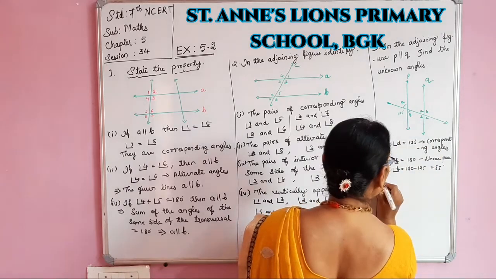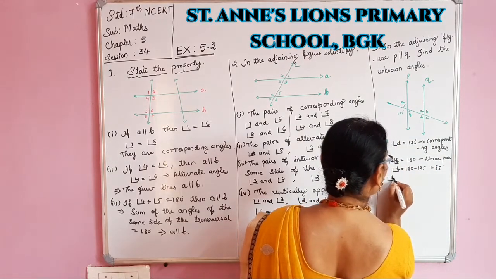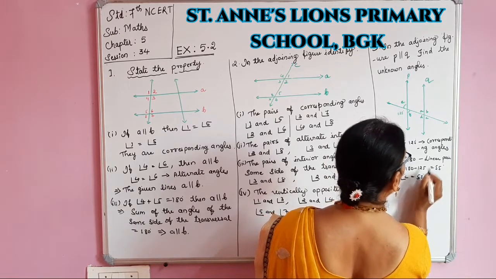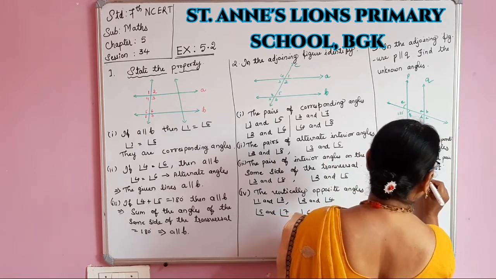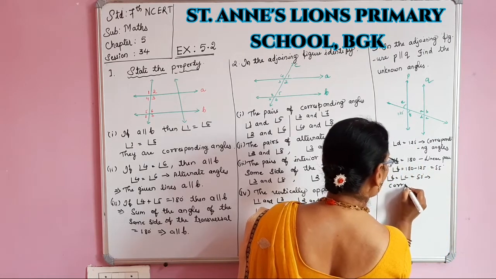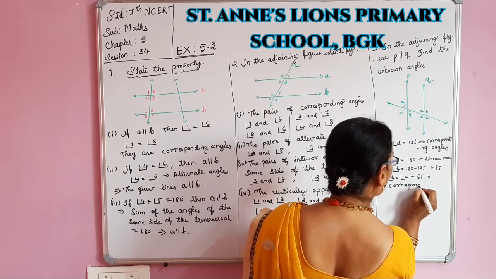What about angle C? This implies that angle F is equal to angle C is equal to 55 degrees. What kind of angles they are? Corresponding angles.